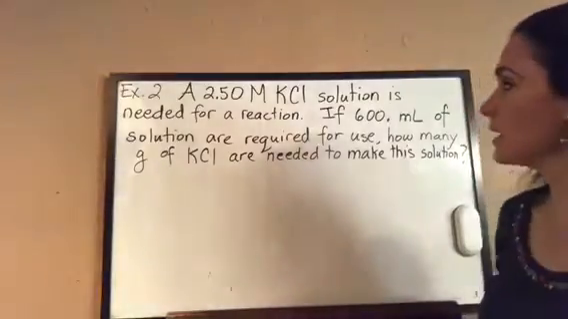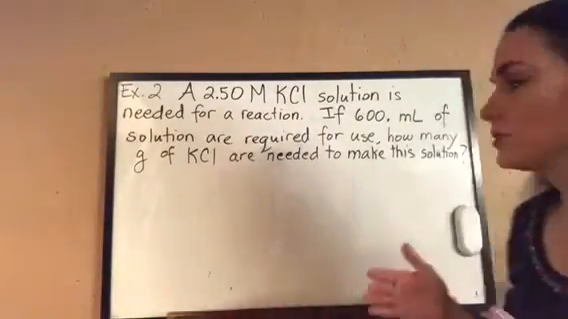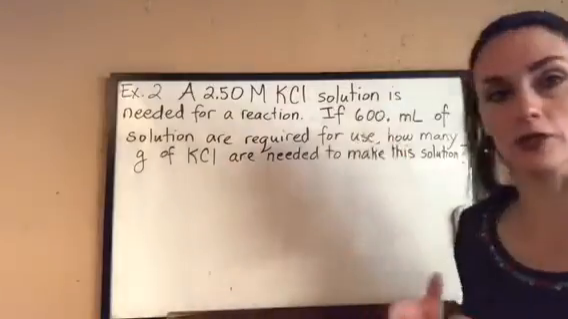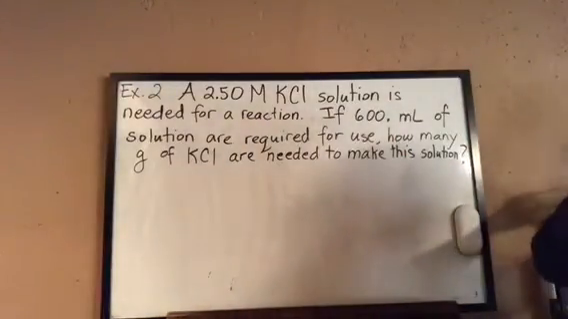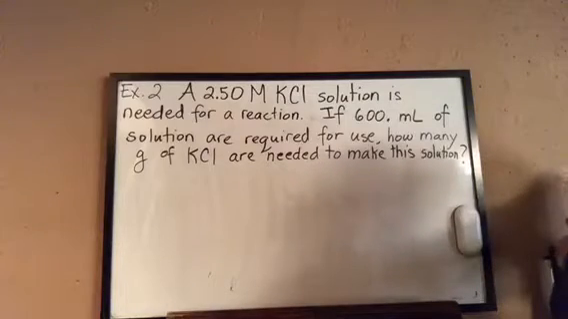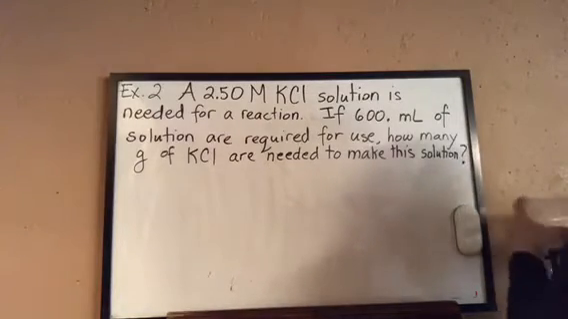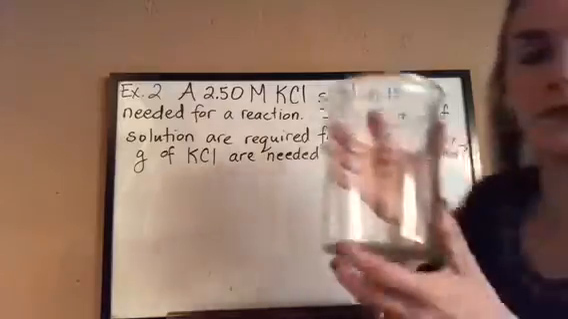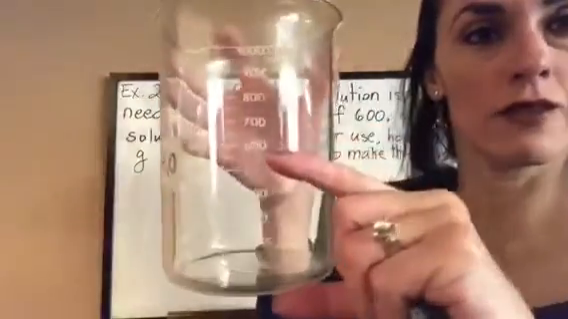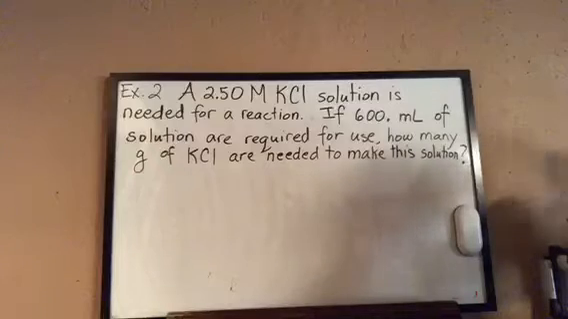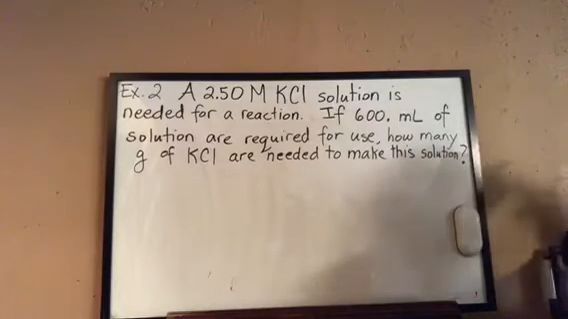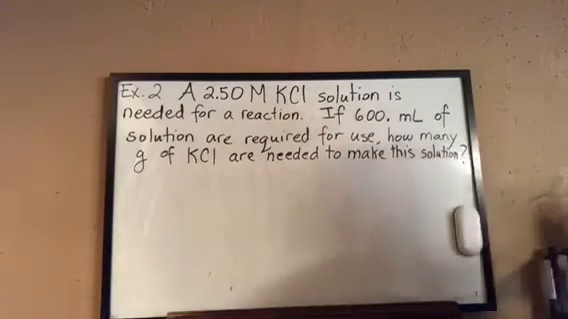It's a crystalline solid. We know that we need a solution for a total volume of 600 milliliters. Okay, we need 600 milliliters of this solution, and we need it at that specified concentration. I don't have a volumetric flask with me, but we need this much. So how much of that potassium chloride do we need to measure out?